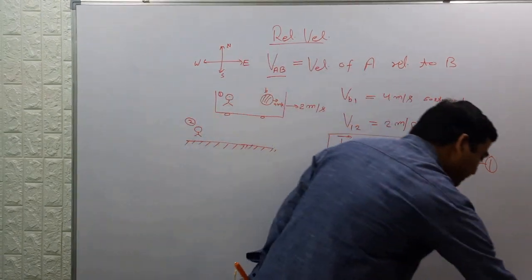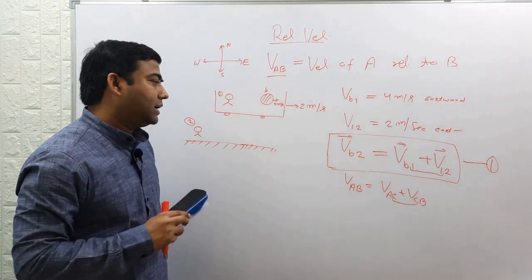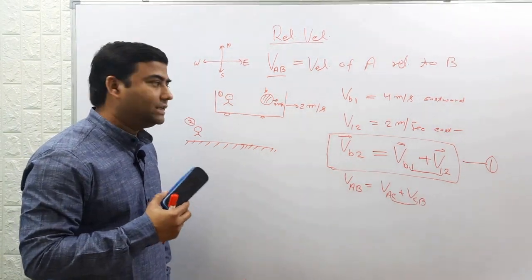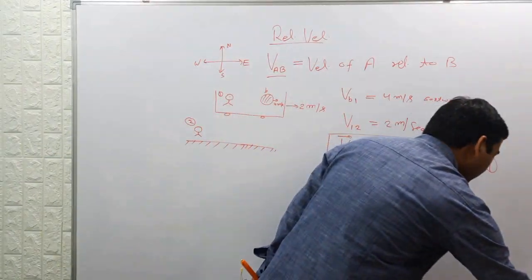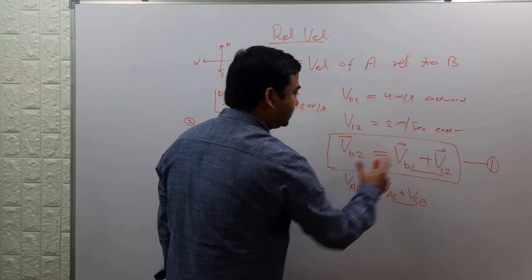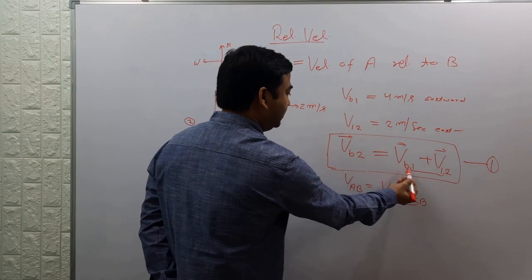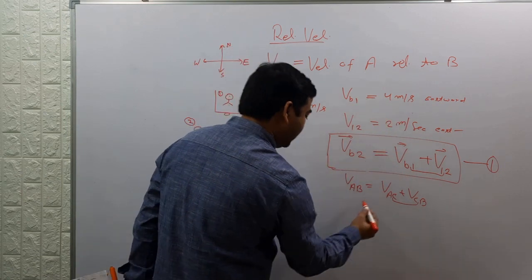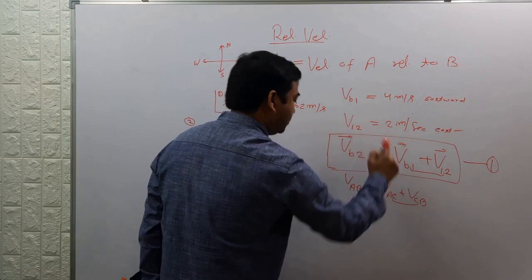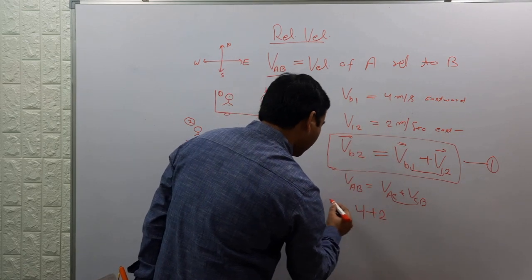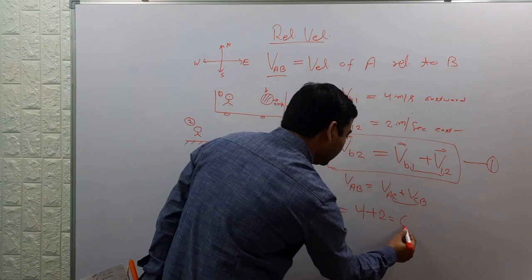Now we will understand this relative velocity addition rule from different perspectives. Based on this rule, we can say VB1 is 4 meter per second, V12 is 2 meter per second. So VB2 is 6 meter per second.